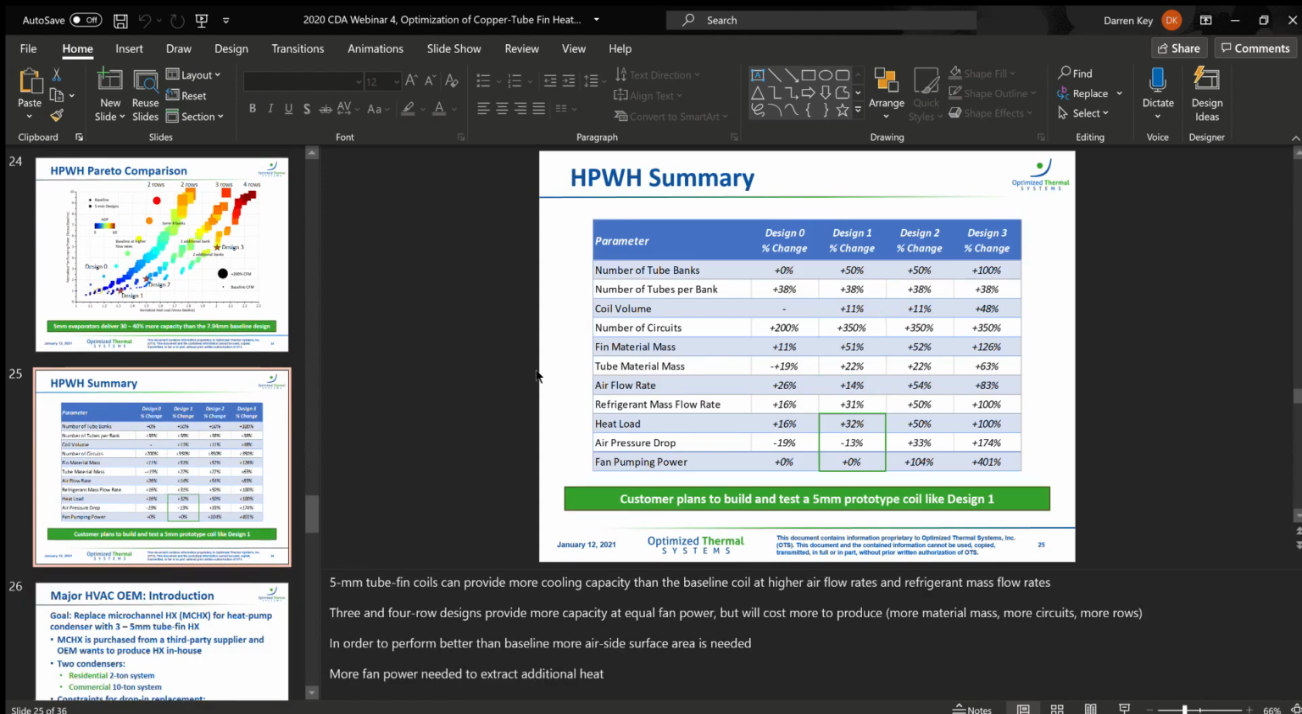So here's just a bunch of numbers that show the improvement of the design. And again, the goal here was maximizing heat load capacity while minimizing fan pumping power. So like I said, the client decided to actually build and test this particular design. So 32% capacity increase, no change in fan pumping power, which is what they wanted. Yep, that's what they're going to do moving forward.